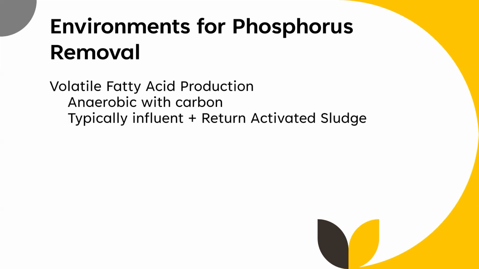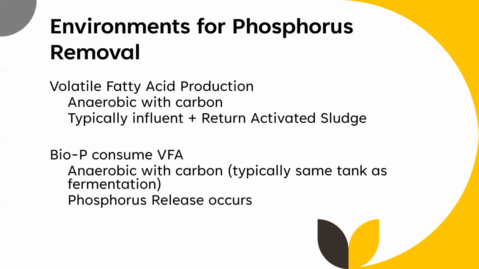So for phosphorus removal, you need to have a location where volatile fatty acids are produced. For most facilities, this is an anaerobic zone with sufficient carbon. An anaerobic zone means zero oxygen is in the area. For most facilities, this is going to be your influent and your return activated sludge. So your influent has the carbon, your return activated sludge has the biology.